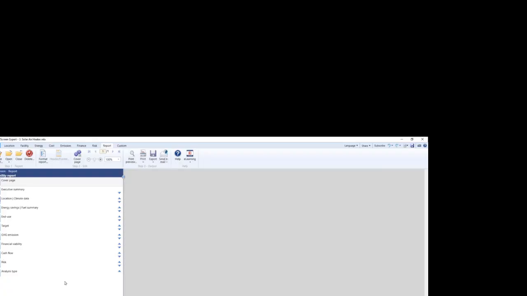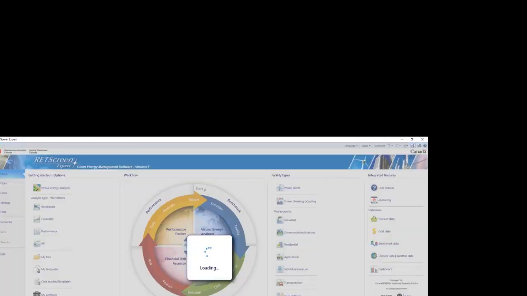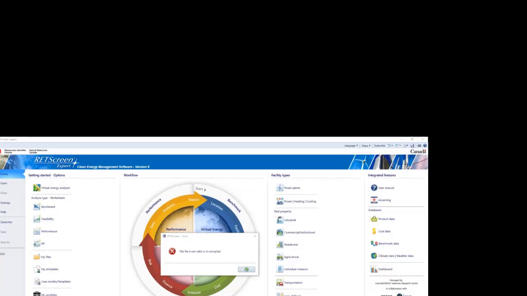So I'll just pull up the PDF file right now. So hang on. No, I tried to open it with RETScreen. You can't open a PDF file with RETScreen. There we go. So there's our report in all its glory. I can show you on the slide sorter.